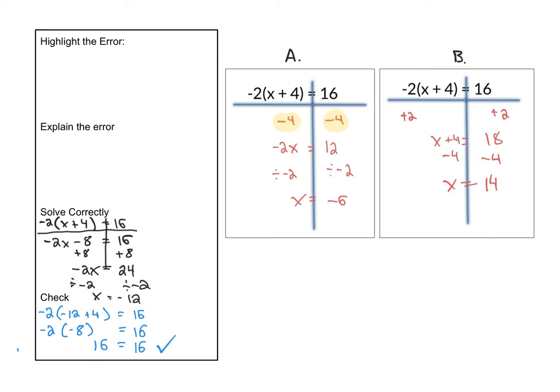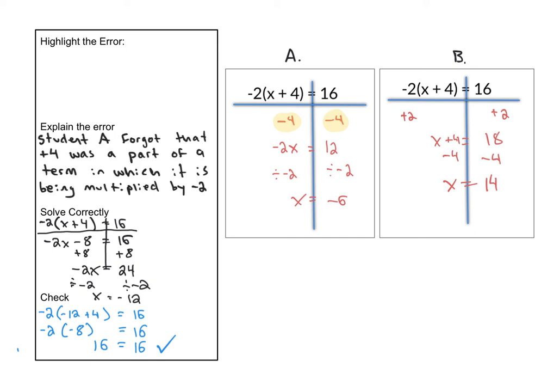All right, so now let's actually do the analysis. We have our error highlighted. That error was subtracting 4, and we want to explain the error in words. And you could put this in your own words if you want, but I'm going to say that student A forgot that this positive 4 was a part of a term in which it's being multiplied by negative 2. So we can't work with it until that multiplication has happened.